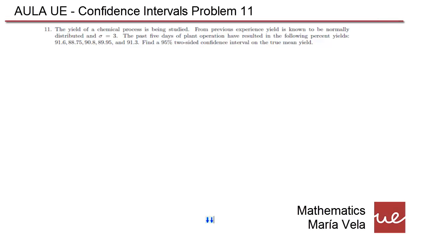The yield of a chemical process is being studied. From previous experience, yield is known to be normally distributed and sigma equals 3. We have 5 different measures and we want to find out a 95% confidence interval.